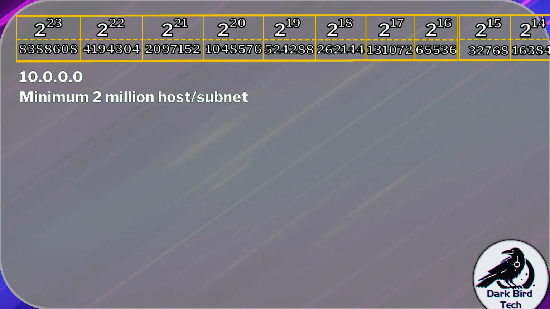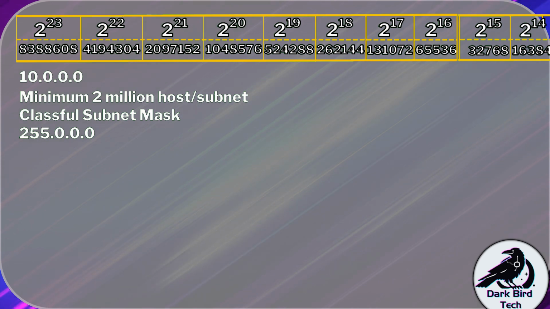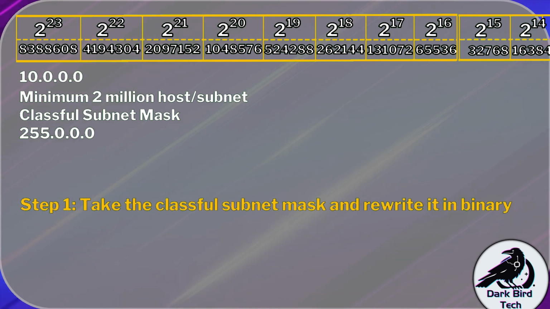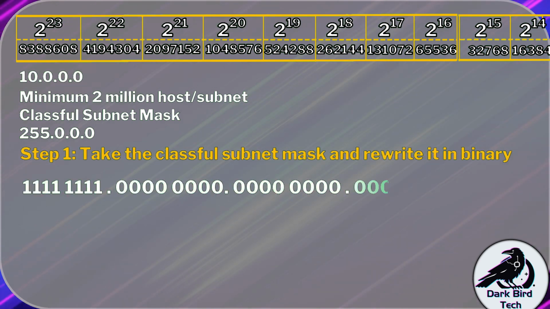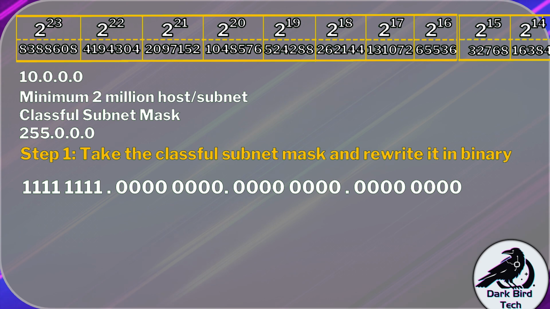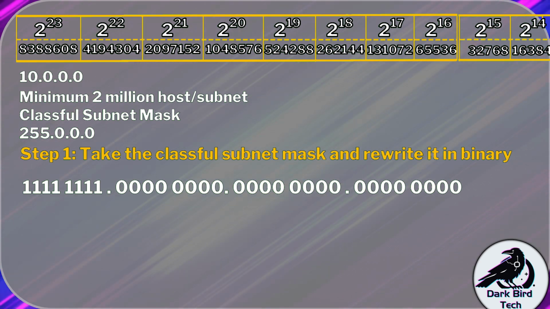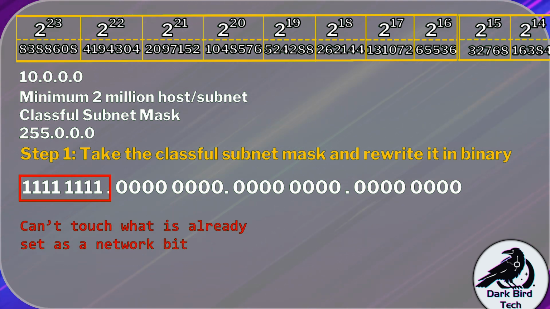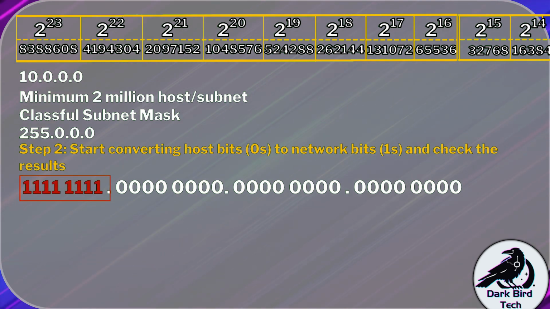We're going to have to move this table left and right as we're going along because it's a really big address, but we'll cope. So let's take the 10 network and try and get a minimum of 2 million hosts per subnet. Remember, the 10 network is a class A, so it gets a classful subnet mask of 255.0.0.0. First step is to always convert it to binary, which gives us 8 ones, and the other 3 octets are all 8 zeros. And remember, what's already set to binary 1, we can't touch it. So let's mark them red so we don't mess with them.